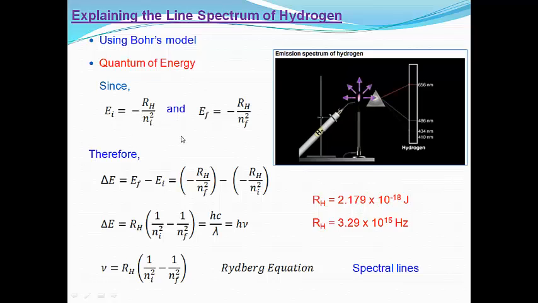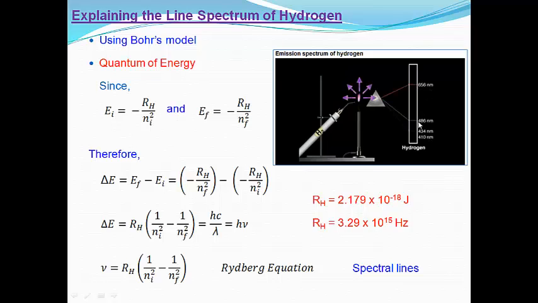Now, if we were to find that delta E, which is the quantum of energy that is emitted by the electron, we have delta E is equal to EF minus EI, which is equal to this term minus that term. We can simplify that by taking RH out of both terms in the equation. We now have delta E equal to RH times 1 over Ni squared minus 1 over Nf squared. And we know that delta E is equal to hc over lambda, which is equal to h nu. So we're clearly seeing that when an electron moves from an initial state or orbital to a final state or orbital, a quantum of energy is emitted, and that quantum of energy is associated with a frequency or a wavelength, which is what we're basically seeing in our spectrum.